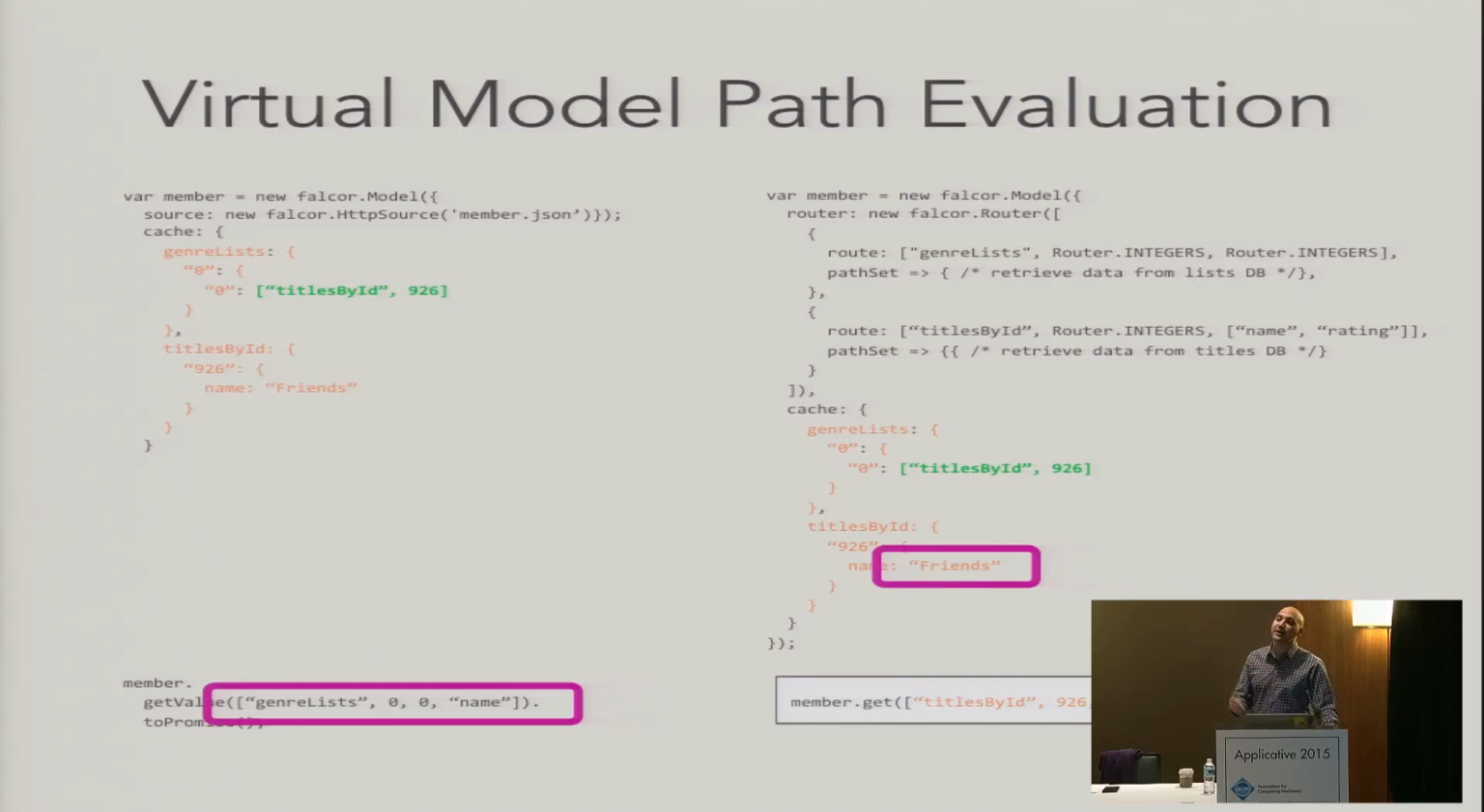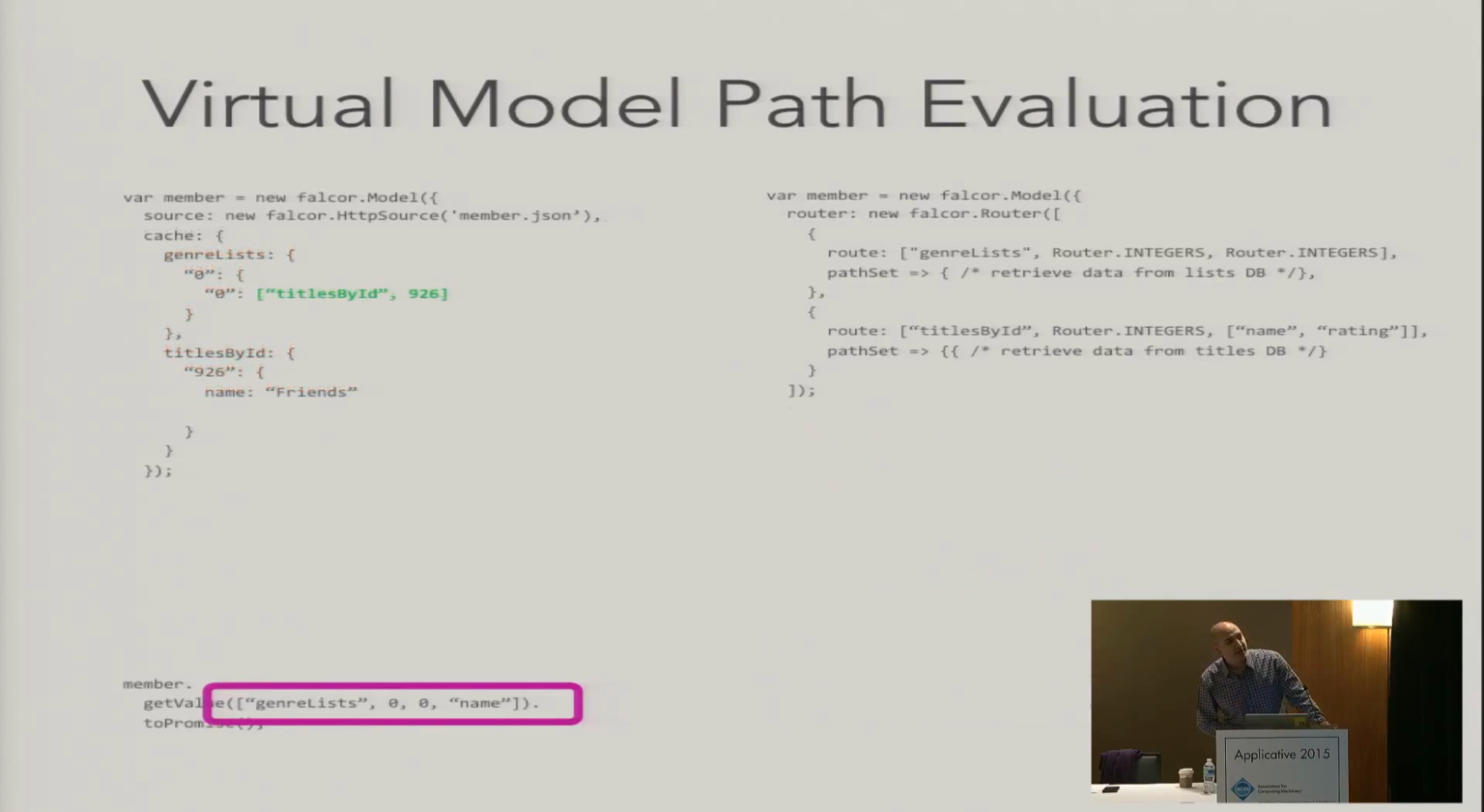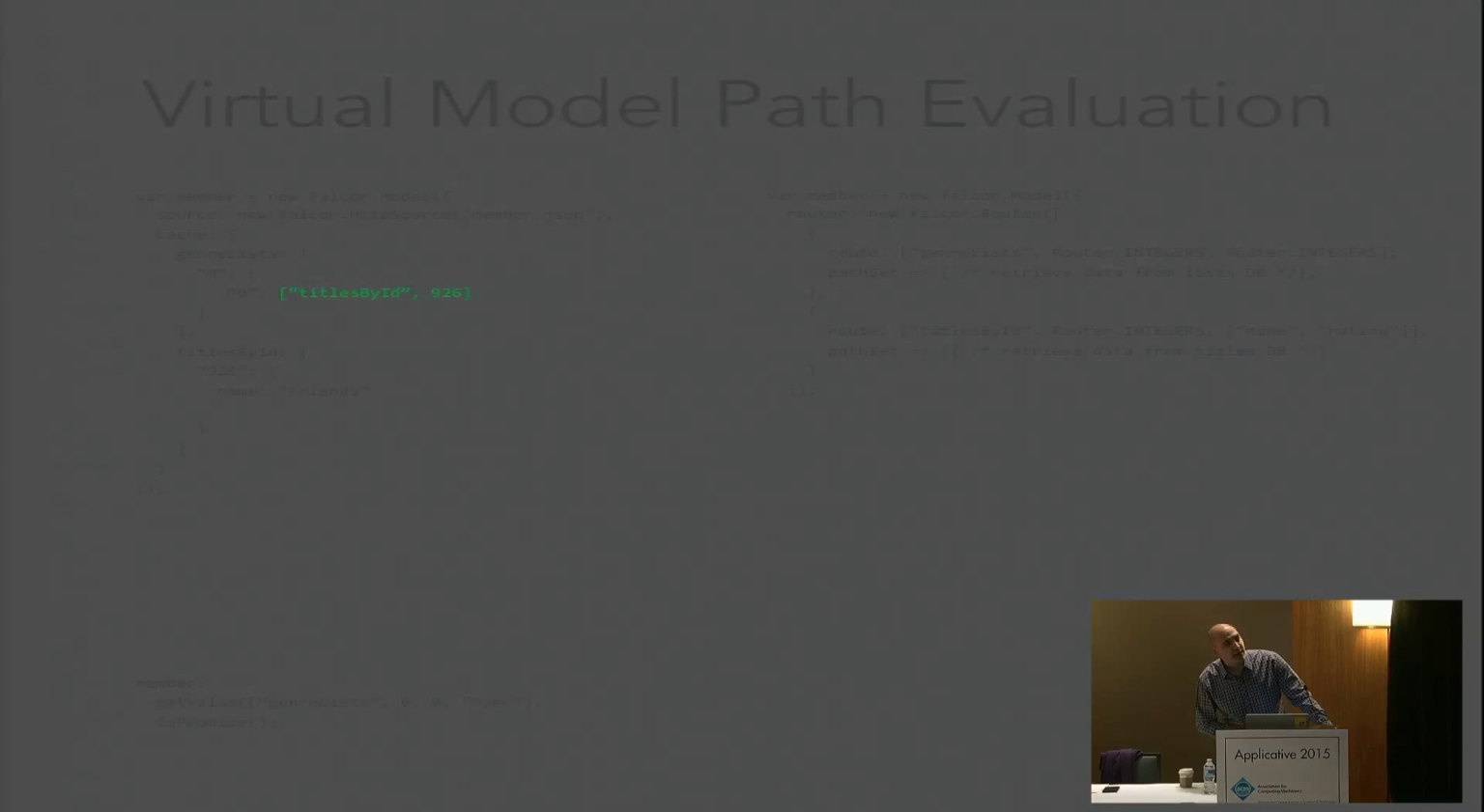Because if I turn around and I now ask for this exactly the way I would ask for it if it was in memory, which is genre list 00 rating, it will convert it into an ID for me because it will evaluate this path first against the cache. So let me show that in action.